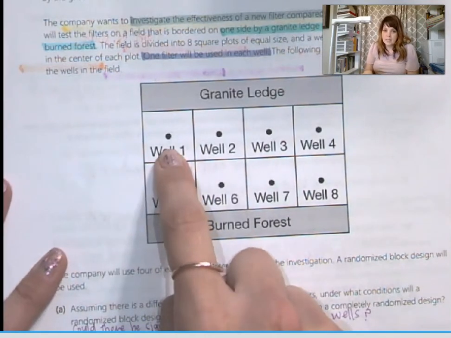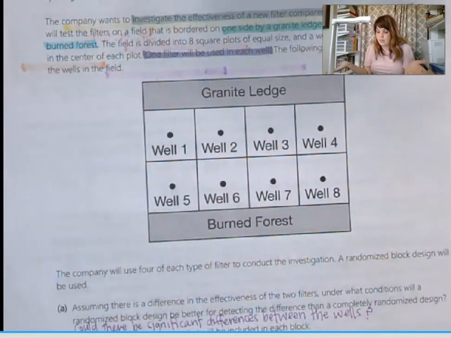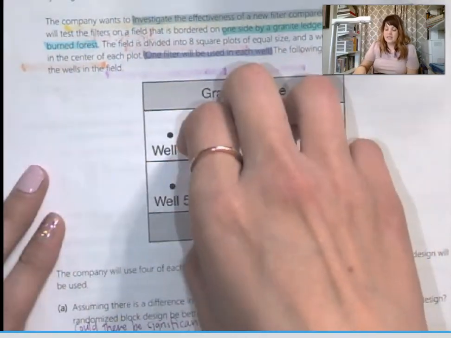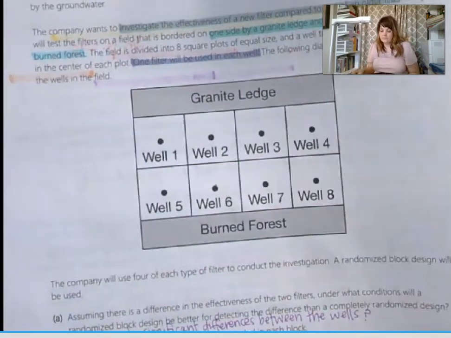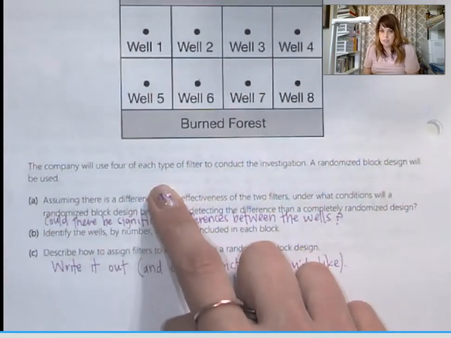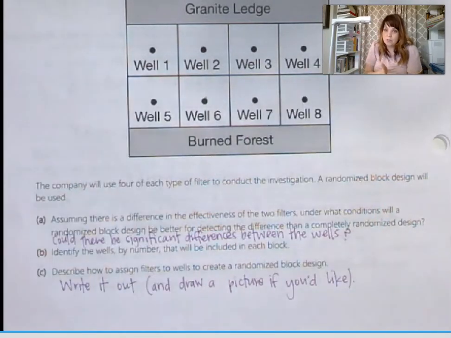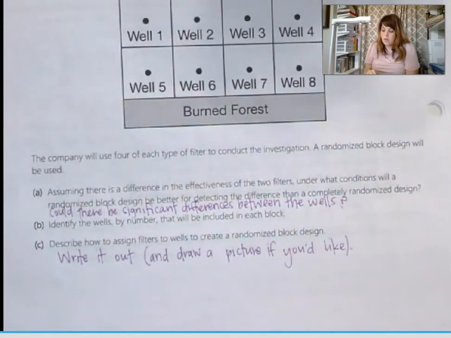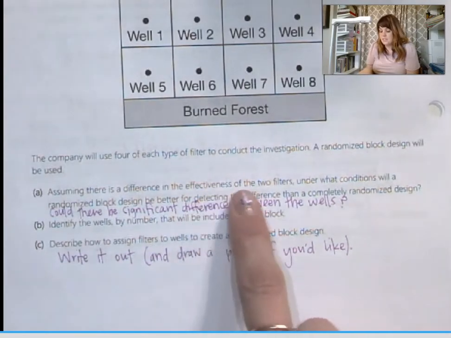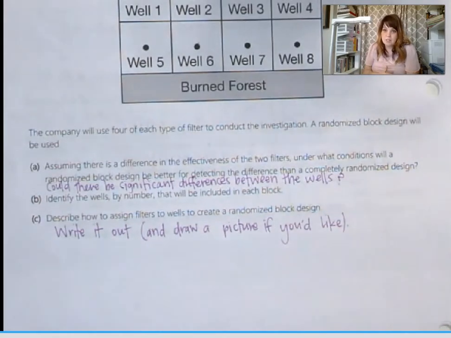So we're going to take these wells, we're going to assign half of them to the new filter and half of them to the old filter. So this is a diagram of what they're describing up here. They're saying the company will use 4 of each type of filter to conduct the investigation. That's what I was just describing. You will assign half of these wells to the new filter, which would be 4, and half of them to the old filter, assuming that there is a difference in effectiveness for the 2 filters. So they're saying, assume that there is a difference, and we're trying to recognize that there's a difference.